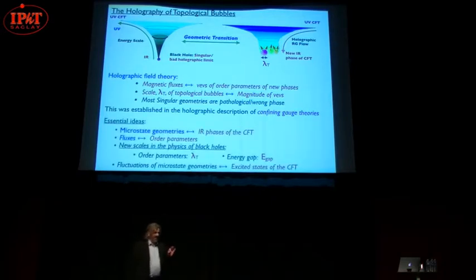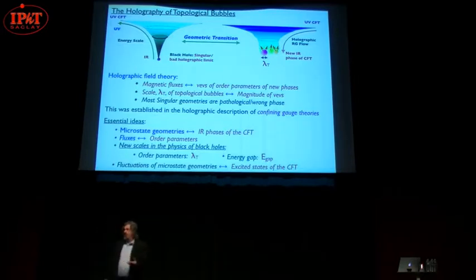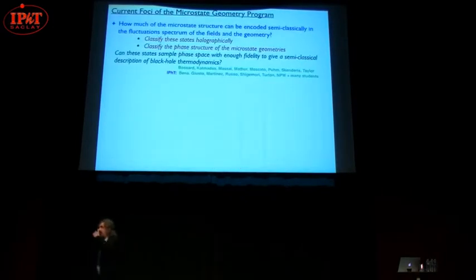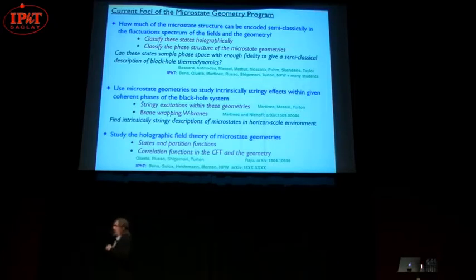So the essential ideas of this are, microstate geometries really represent new infrared phases of the conformal field theory. The fluxes are the order parameters of that theory. Another very important conclusion is that there are two new scales in the black hole physics, the scale of the order parameters and the gap energy, and then the fluctuations of the encoding microstates. So the current foci, since I've only got 5 minutes, basically we're trying to look at how much of the microstate structure can be encoded semi-classically, classify these states holographically, classify the phase structure. So this is really more a propaganda slide talking about what we're really doing at the moment.